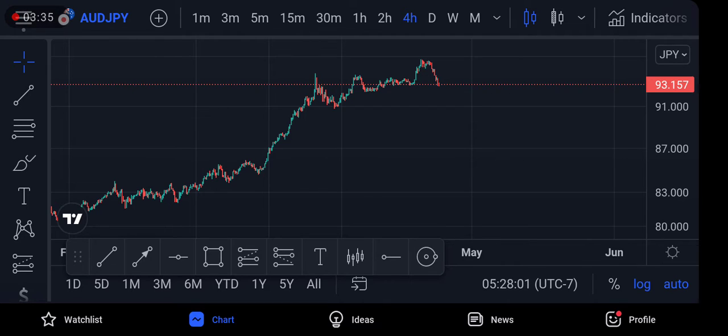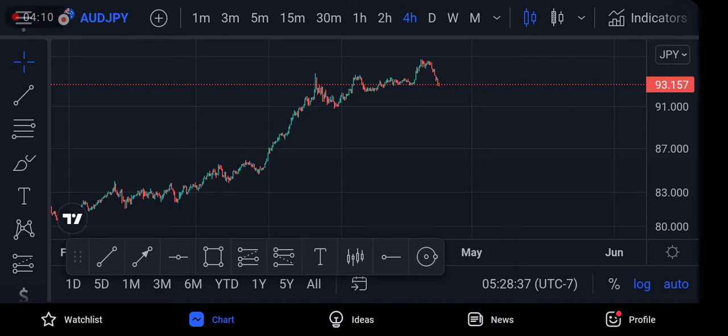Once you have gotten a good entry level using the 4 hour, 2 hour, and 1 hour time frame, the next thing you do is switch down to the 15-minute time frame. When you switch to the 15-minute time frame, you use it to get a good confirmation entry. Remember, the 1 hour, 2 hour, 4 hour, you are using to get an entry level where you want to enter the market. You understand? Where you want to buy or where you want to sell.